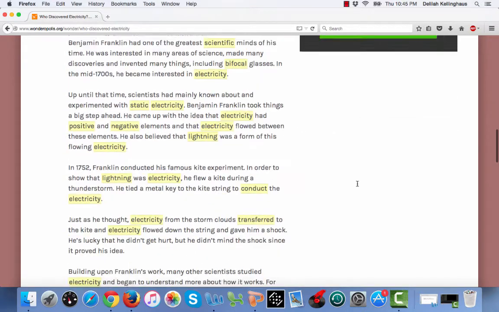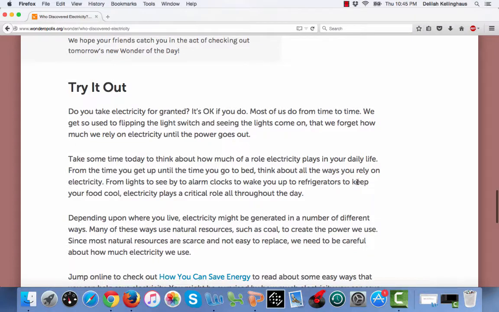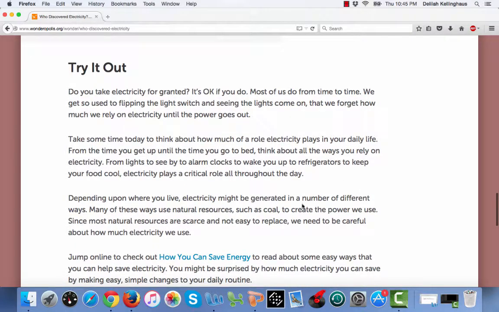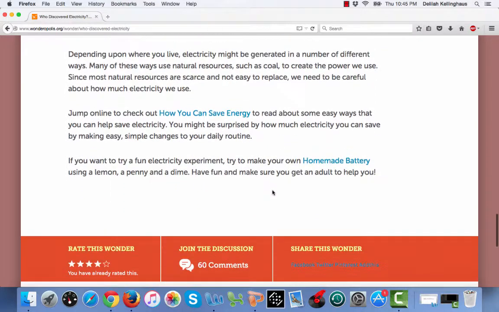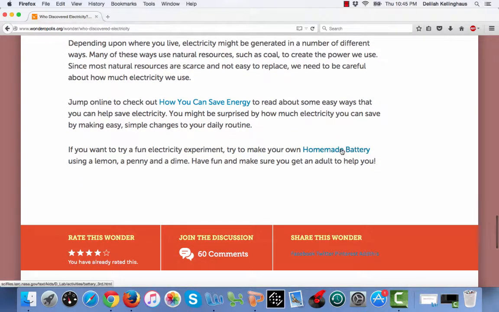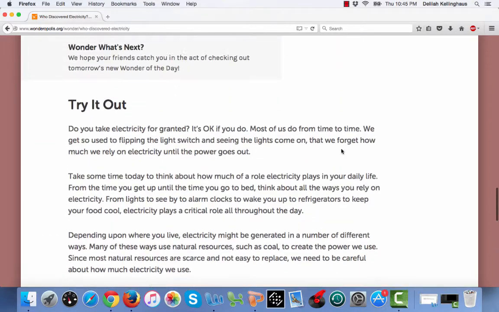At the very end of their wonder, they can try it out. There are several options for try it out. It gives them ideas for how they can save electricity, so these are really great applications. There's a homemade battery, which is a scientific lab that students can do, which is pretty exciting.